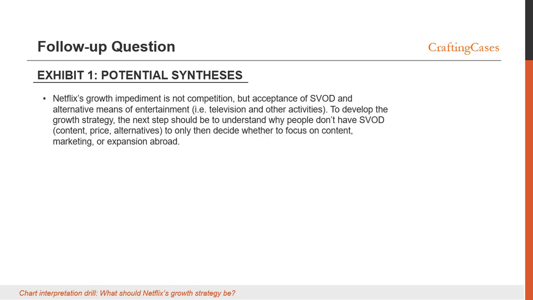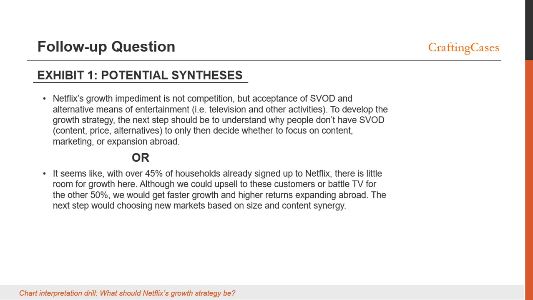Now, I want to show you an alternative answer for this, because your answer could be very different and still be correct. So it seems like with over 45% of households already signed up to Netflix, there's little room for growth there in the US. So although we could upsell to these customers or battle TV for the other 50%, we'd get faster growth and higher returns expanding abroad.